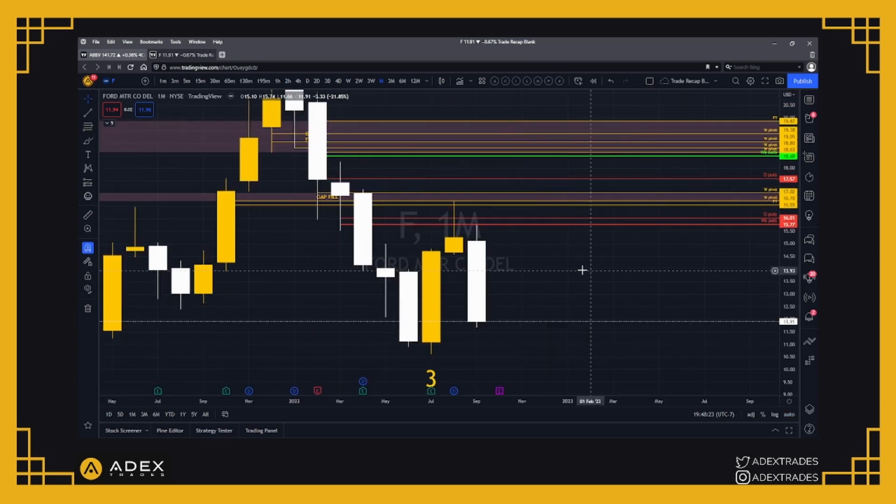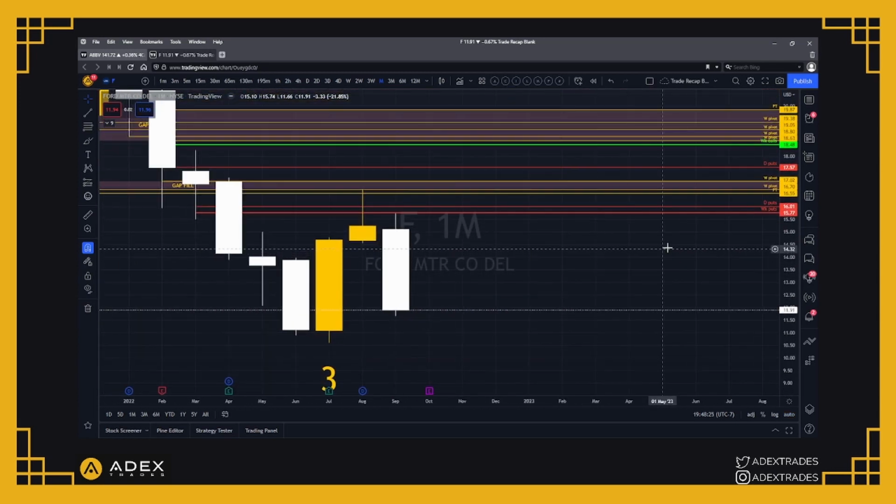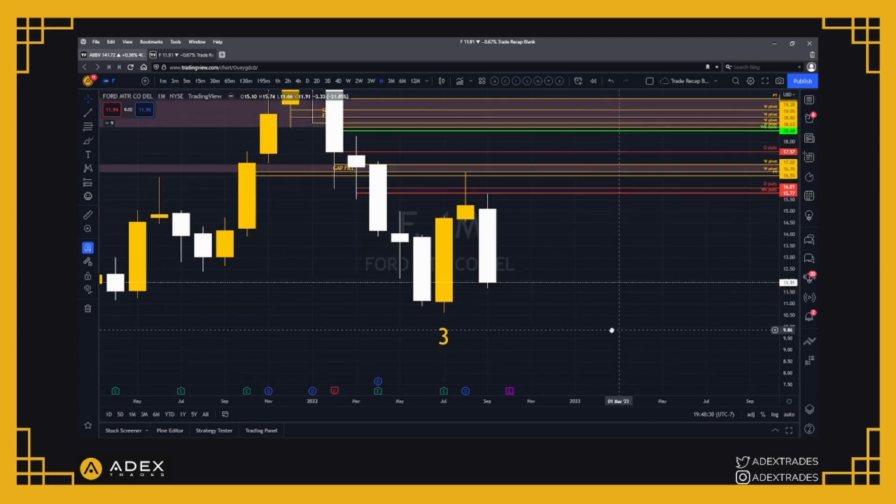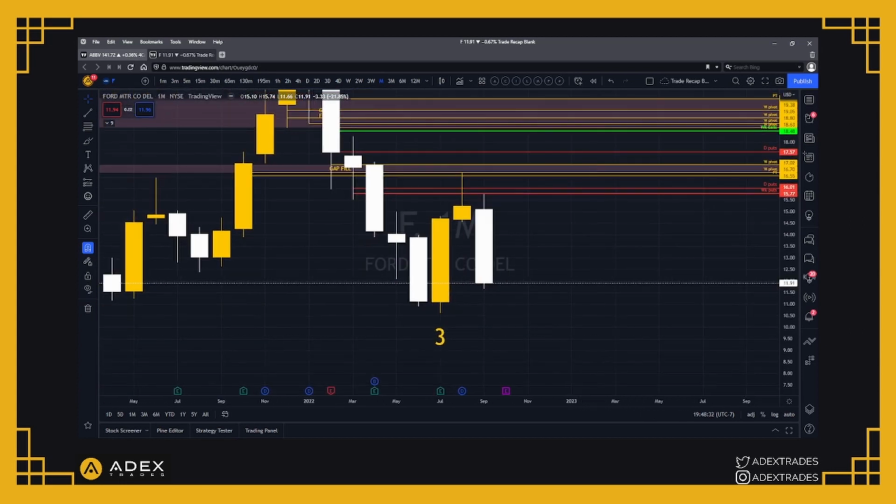So it already did. See, this is why I love the Strat, y'all. Look at that. 3-2-2 perfectly. Hold on one second. This is why price action anywhere is price action everywhere.